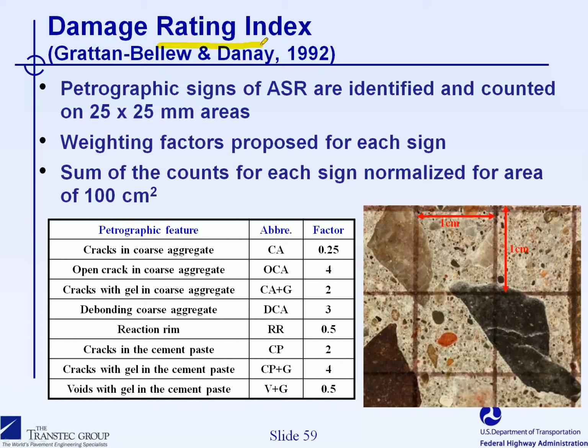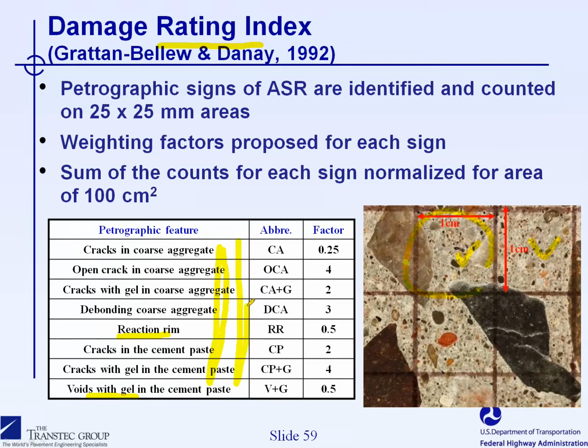When a polished section has been prepared, the procedure for running the damage rating index is to draw a grid on the surface of the polished section. That grid is composed of 1 centimeter squares, and the petrographer will examine each square in order to count the presence of a number of petrographic features of deterioration: cracking in the coarse aggregate, either filled with gel or not, cracking in the cement paste, filled with gel or not, reaction rims around the aggregate particle, gel in cracks and voids of the cement paste, and so on.